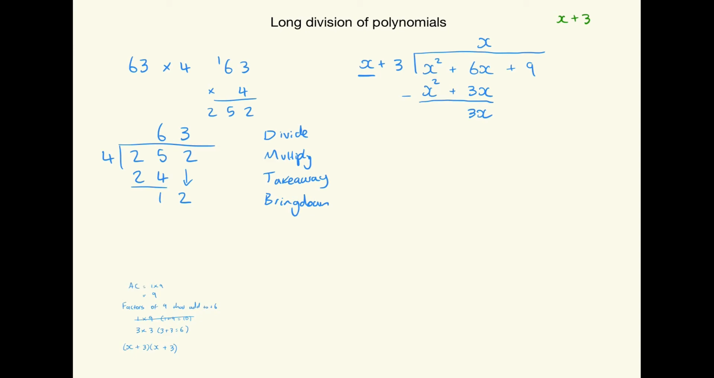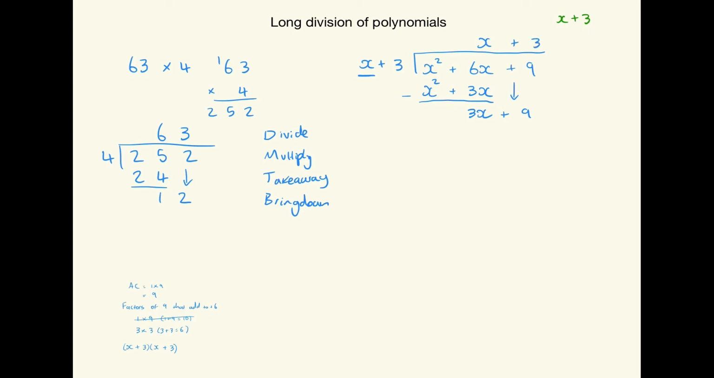All right, now that we've taken away, we're going to bring down. Well, we just bring down the next number that we haven't used below. So now we have 3x plus 9. We've done that. Now we've finished off our whole process. We're going to go back up to the top and start again with dividing. So dividing, remember we only use the variable here. So how many x's go into 3x? Or in other words, x times what makes 3x? That's positive 3. So you write positive 3.